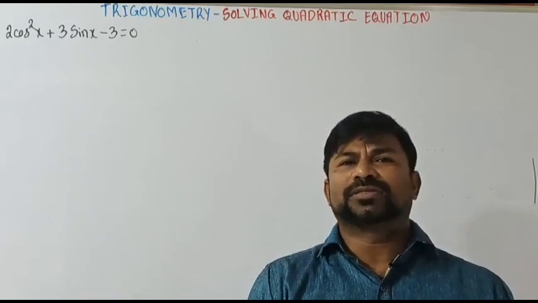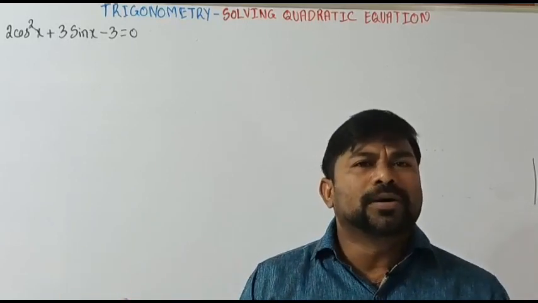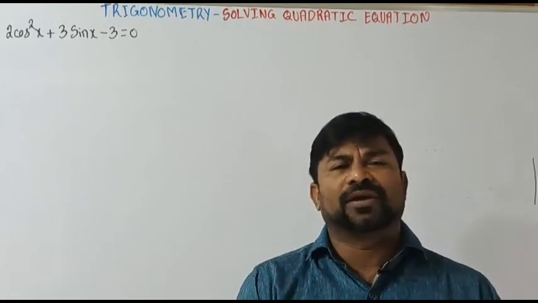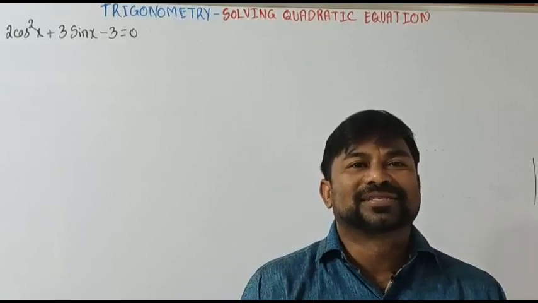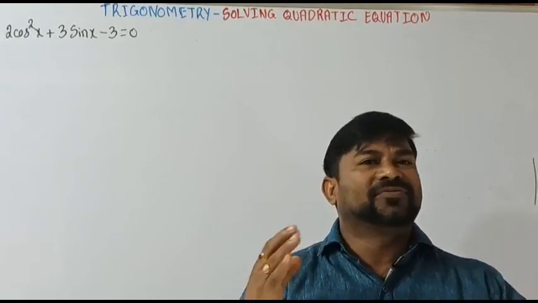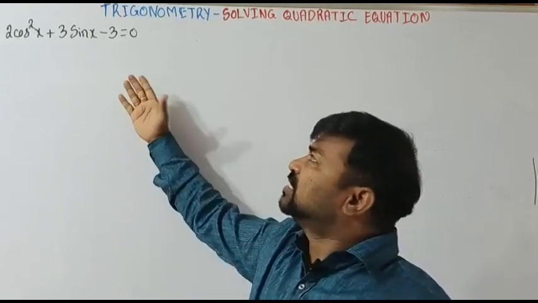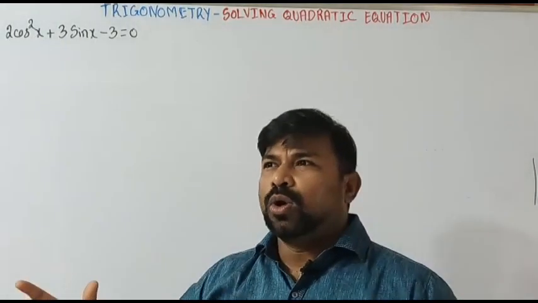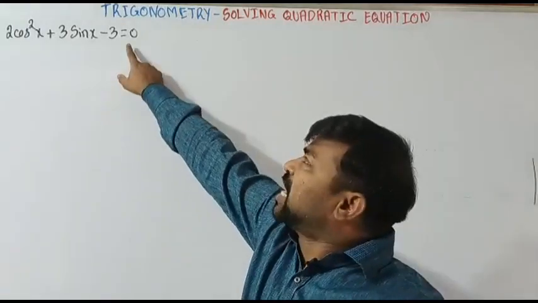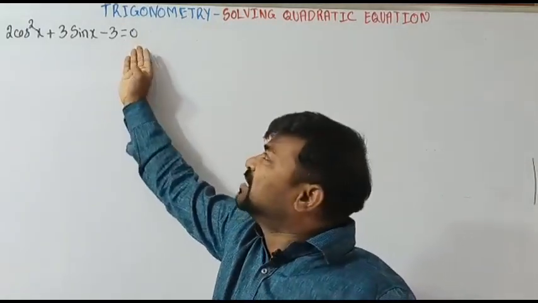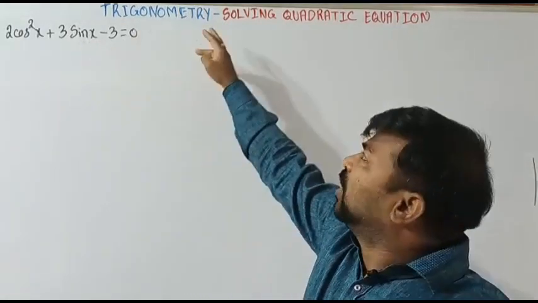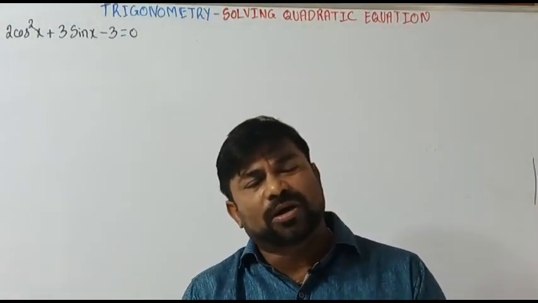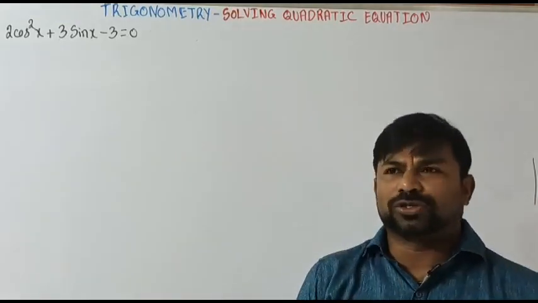In general mathematics, if it is numbers, we take x as the variable. In the same way, when we are dealing with angles, of course, we take theta as the variable. But here, in this sum, I have taken x as the variable. Right? Now, a trigonometric equation, as we are having an is equal to, is a quadratic expression. I like to call it trigonometry, solving quadratic equation.